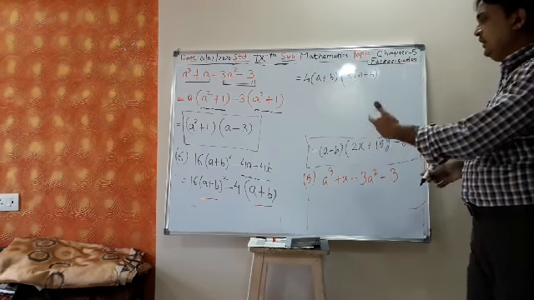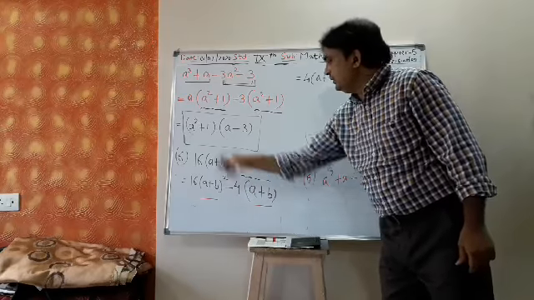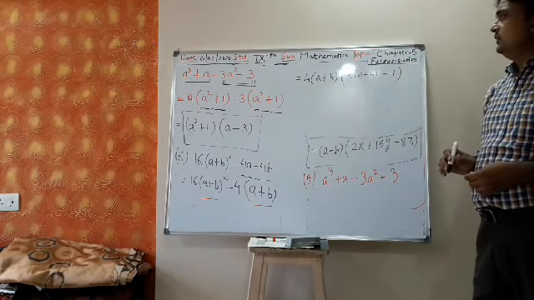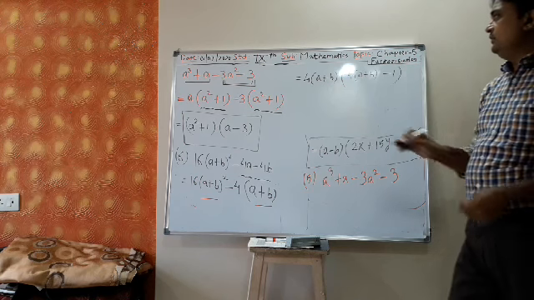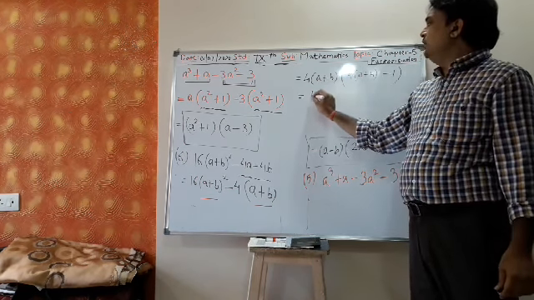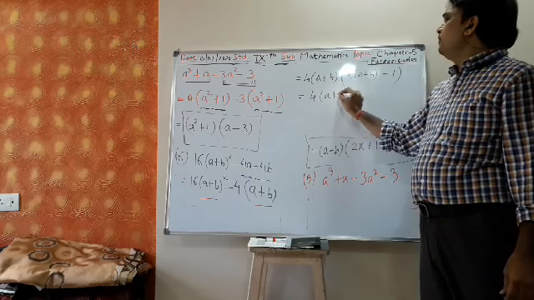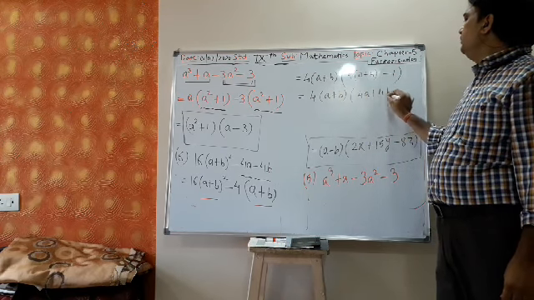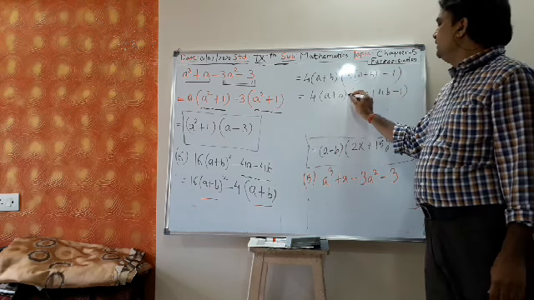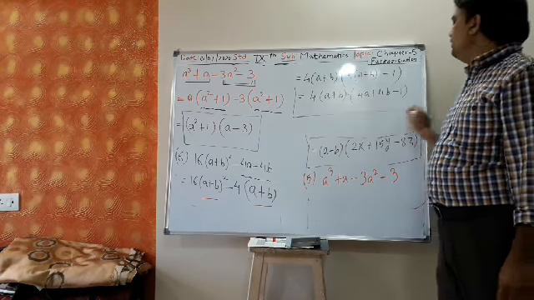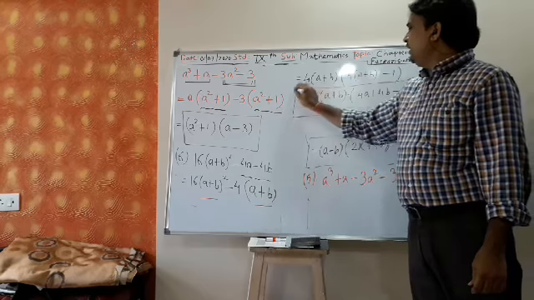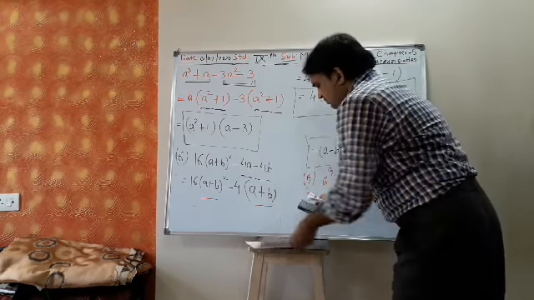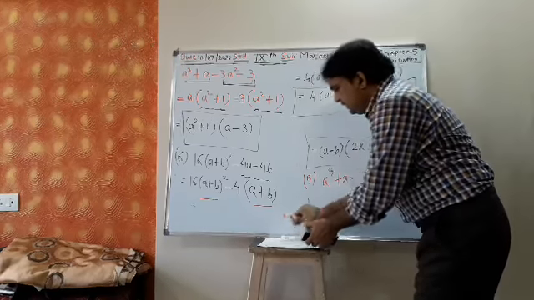And then from second, 4 into a plus b I have taken outside completely. So minus 1 is left. Are you getting? Minus 1 is left. So now we will simplify this. 4 into a plus b into 4a plus 4b minus 1. This is the answer. 4 into a plus b bracket 4a plus 4b minus 1 is the answer.